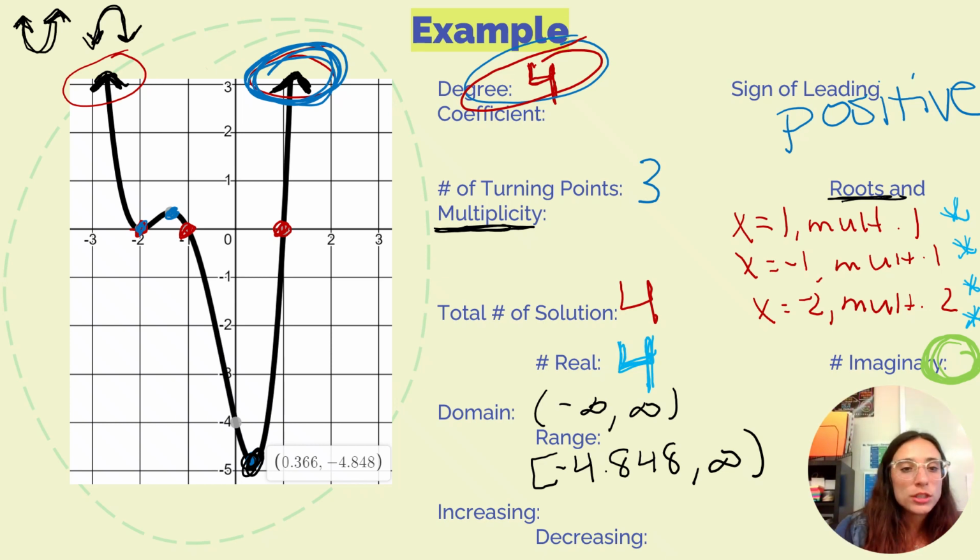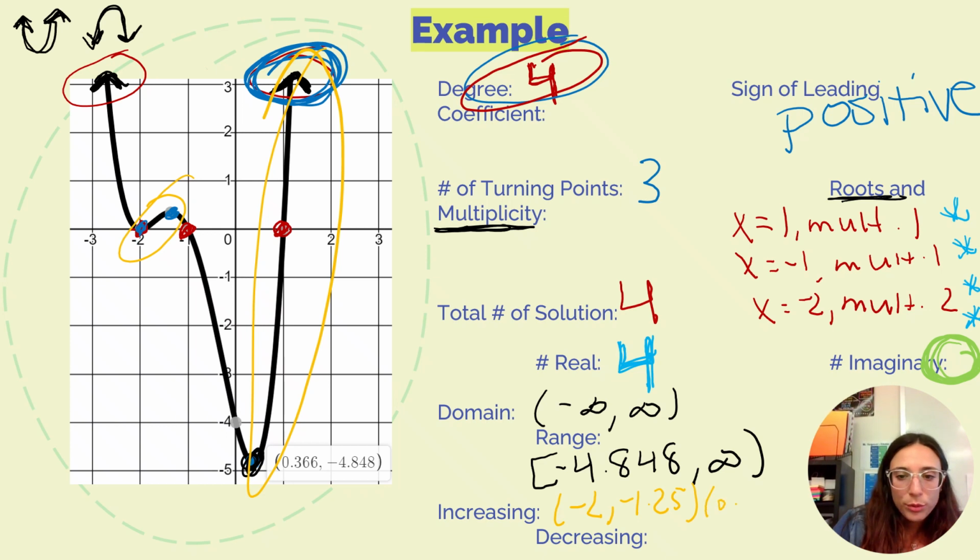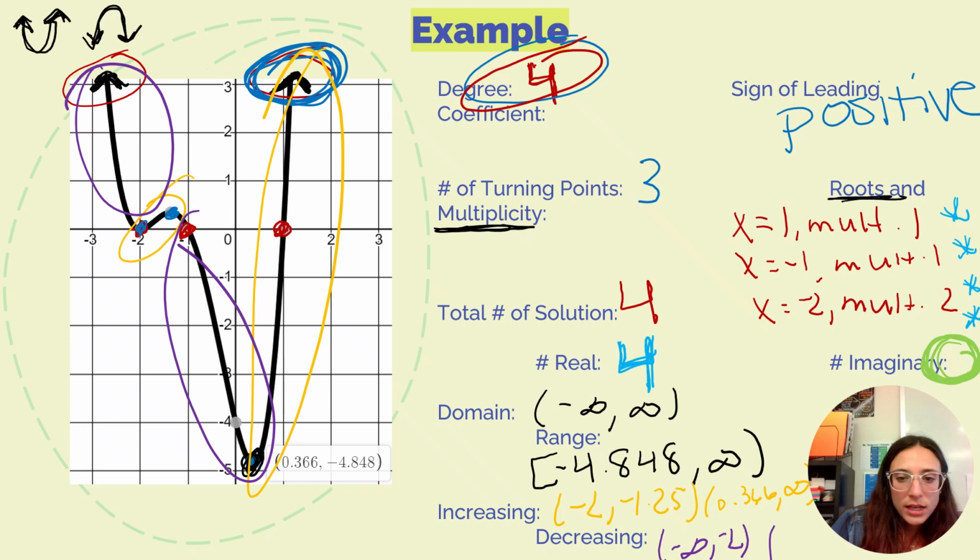Increasing. It looks like I have 1 interval, 2 intervals. So I'm going to have to write those. That means I'm from negative 2 to, we're going to estimate, 1.25, sure. And then from, it actually tells us, 0.366 to infinity. That's my other increasing. And then for decreasing, I have 1 here and I have 1 here. So I'm decreasing from negative infinity to negative 2. And then from negative 1.25 to 0.366. And those are my characteristics.